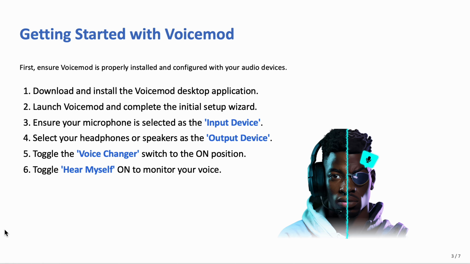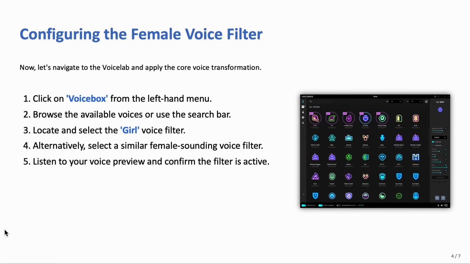First of all, download and install the voice mode desktop version, then launch your voice mode. After that, ensure your microphone is selected as the input device and select your headphone or the speaker as the output device. Then toggle your voice changer switch to on position and toggle hear myself on to monitor your voice. Then configure the female voice filter.